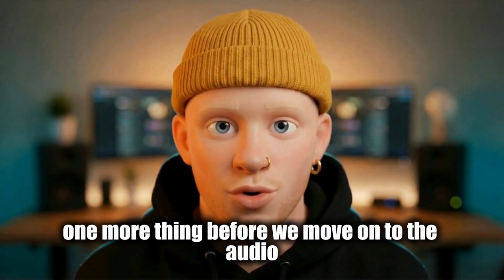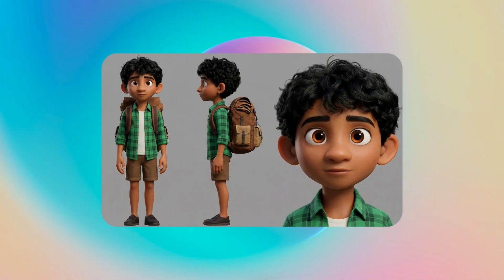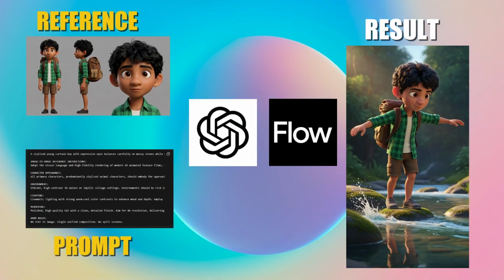One more thing before we move on to the audio is the character consistency. You can download the reference image for these characters using the link in the description. Every time you generate a new scene in Google Flow, you should upload this reference image alongside your prompt. This ensures the boy looks exactly the same in every single shot.